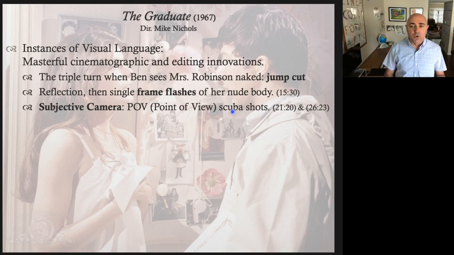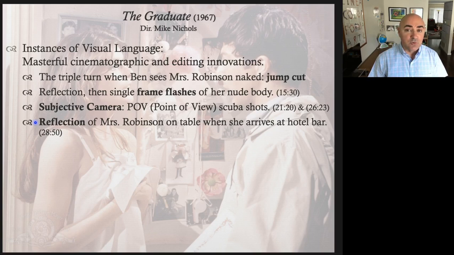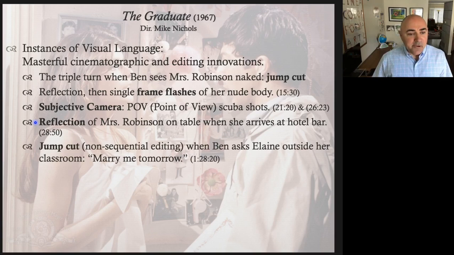There's a reflection of Mrs. Robinson on the table. How is she introduced to us? Through a reflection. Reflection is glass. Reflection separates. You can still see through it, but it creates a separation. There's a lot of reflection in glass between Benjamin and Mrs. Robinson. There's another really great jump cut.